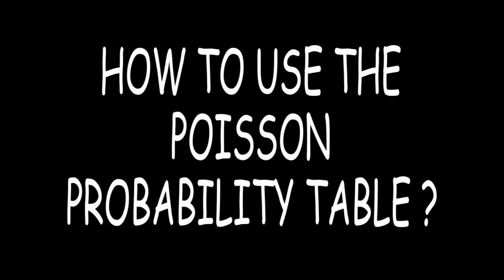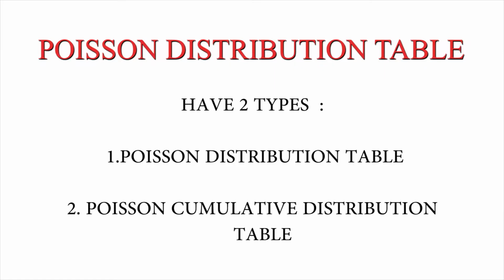So guys, let us see how to use the Poisson probability table. Okay, for Poisson distribution, there are two types of tables: the first one is the Poisson distribution table and the second one is the Poisson cumulative distribution table. So let us see the difference between these two tables.